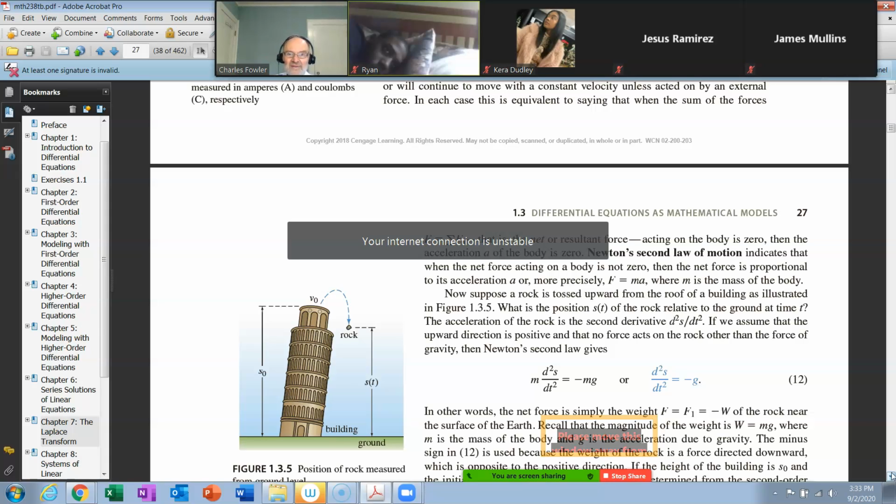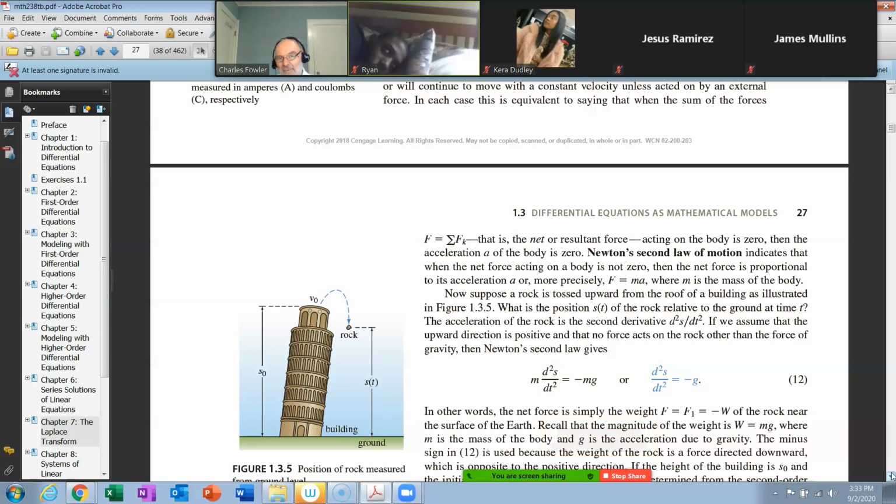My internet connection, it says, is unstable. I'm up to 4 bars now. Okay, did I break up some then?